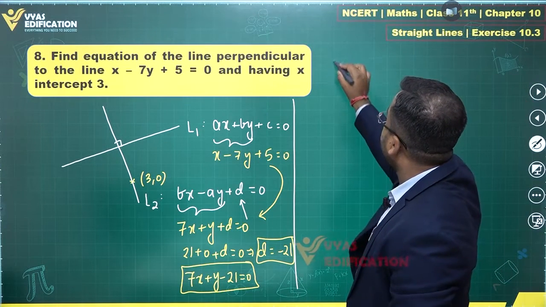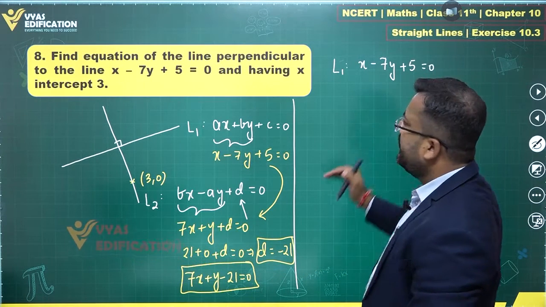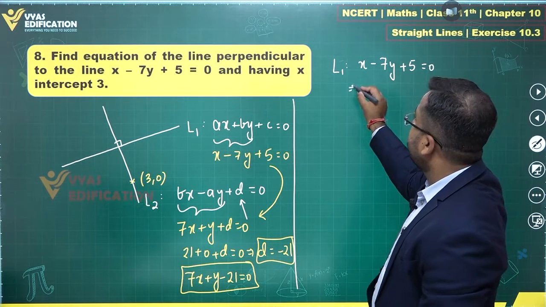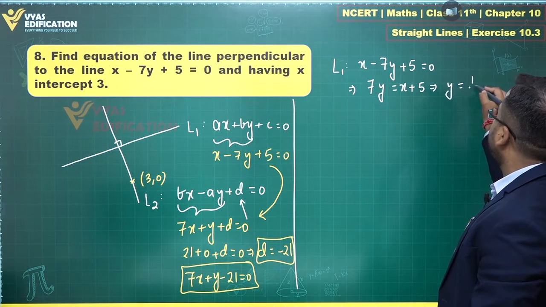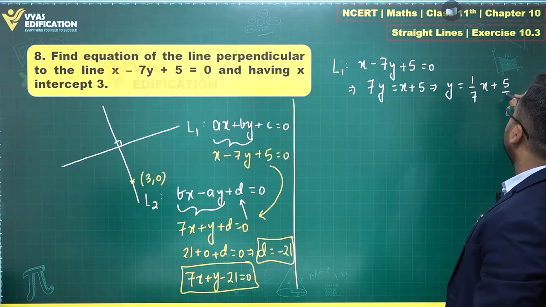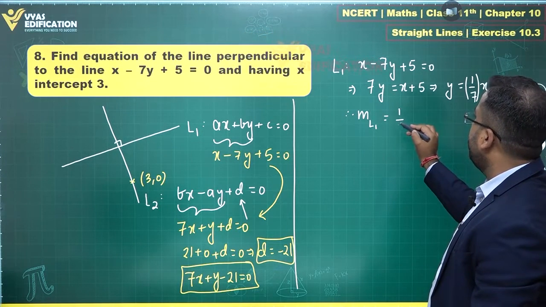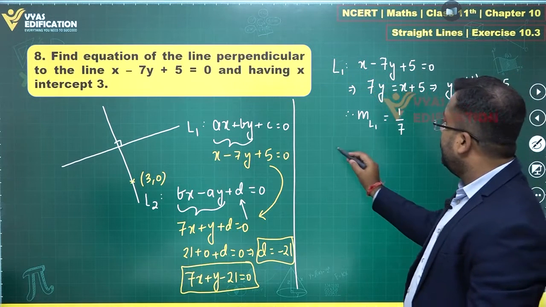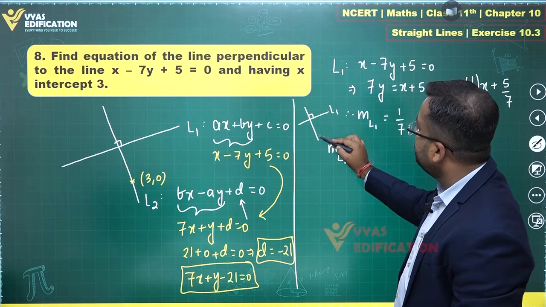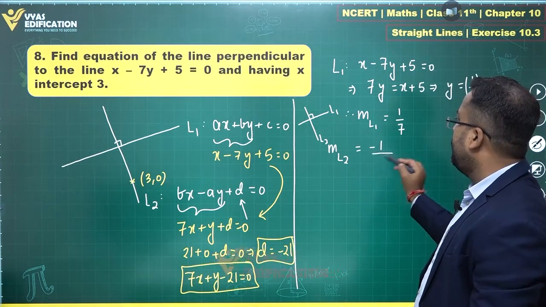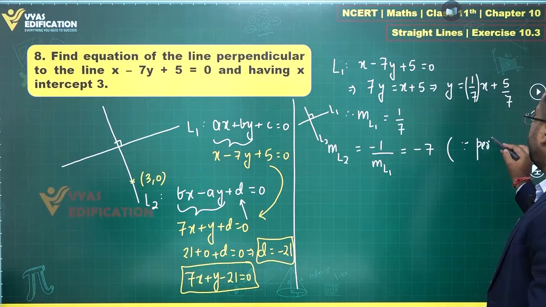So, you have L1: x - 7y + 5 = 0. Let's write it in the slope-intercept form. This becomes 7y = x + 5, which can be written as y = (1/7)x + 5/7. This here is the slope. Therefore, m of line 1 is 1/7. Now, what will happen to line 2? This is line 1 and this is line 2, which is perpendicular. m of line 2 will be -1 upon m of line 1. What is that equal to? -7, since the lines are perpendicular.